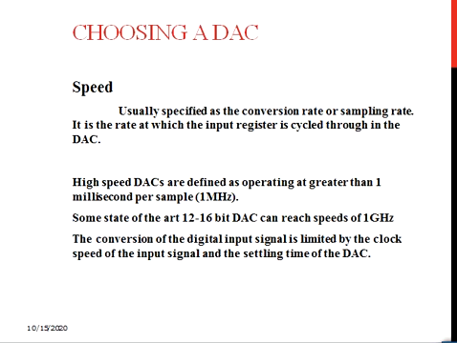The speed at which the conversion is processed is usually specified as the conversion rate or the sampling rate, that is, the rate at which the input register is cycled through the digital to analog converter. For a high speed converter, the speed is specified as 1 megahertz. It depends on the clock speed, so if you increase the clock speed, you can increase the conversion speed. It also depends on the settling time of the converter.